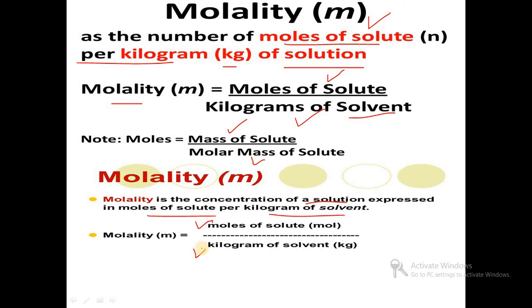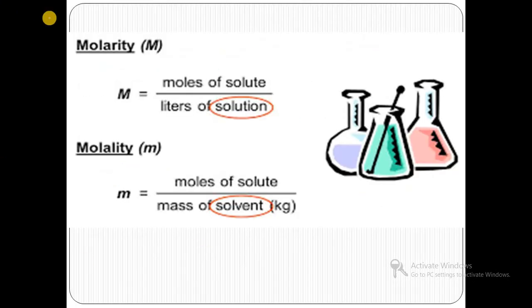Here solvent is used. So what is the difference between molarity and molality? Molarity, represented by capital M, has the formula moles of solute divided by liters of solution, and in case of molality, which is represented by small m, that is moles of solute divided by mass of solvent in kg.